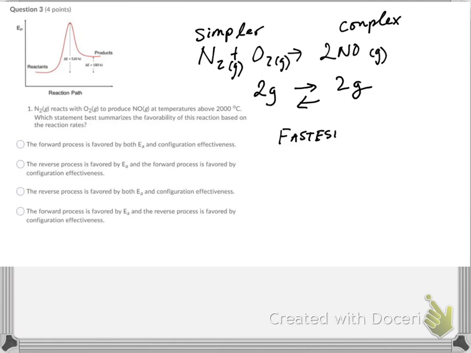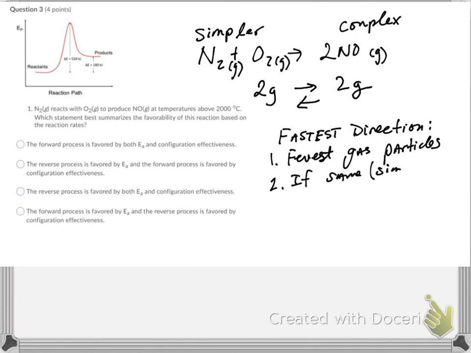But the reactants are simpler, and the products are more complex. And so, remember, the fastest direction based on configuration effectiveness is always: 1, fewest gas particles. 2, if the gas particles are the same, then the simplest. And what we mean by simpler is that they have more of the same atom. So N2 and O2 each have only the same atom within their particles, so they're simpler than the NO particle, which has both an N and an O in each particle.